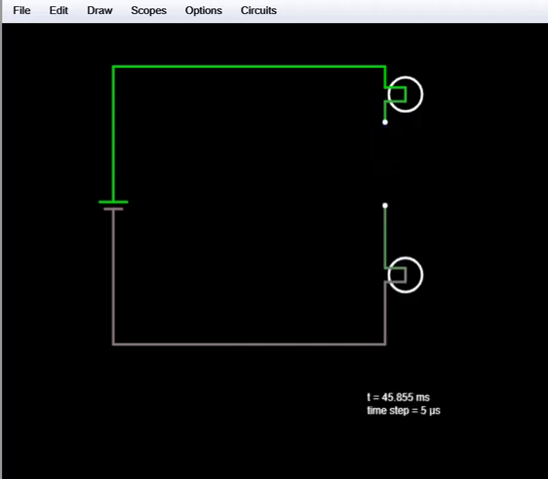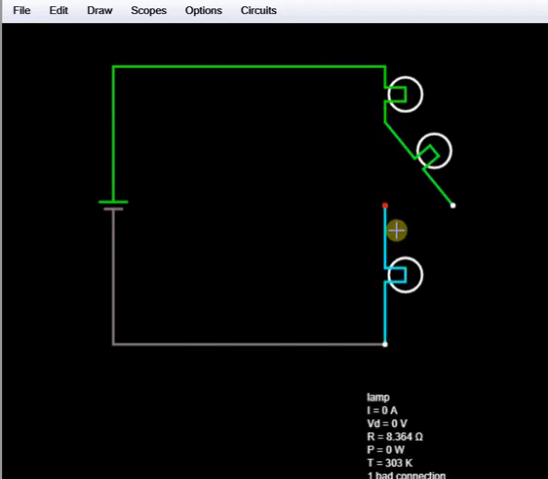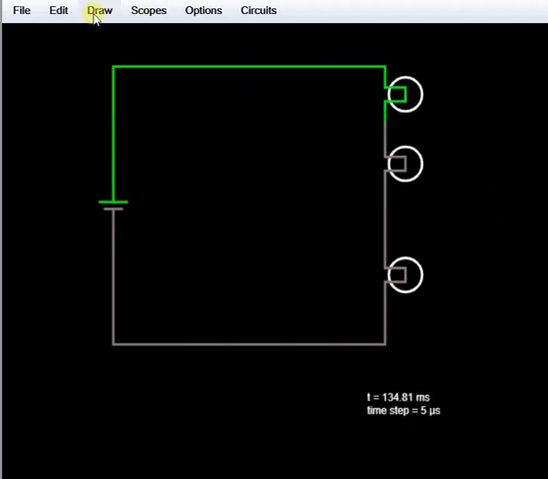Now let me disconnect any one of the bulbs and run the circuit. As you can observe, there is no current flow in the circuit even when the DC voltage is applied, because of the disconnectivity in this circuit.